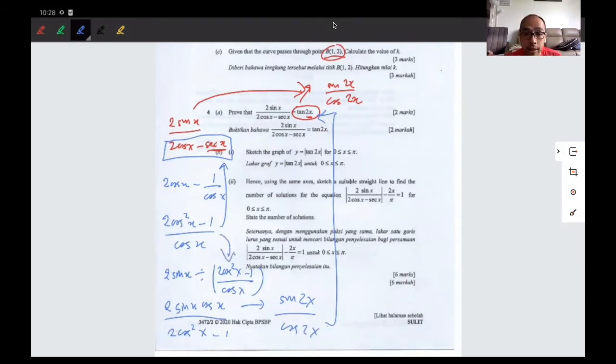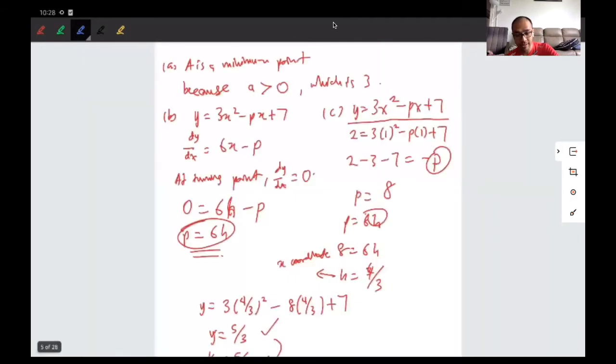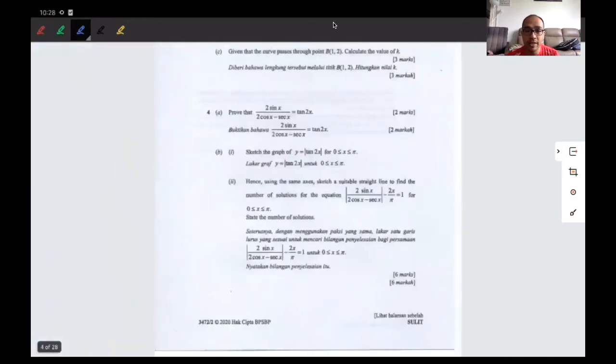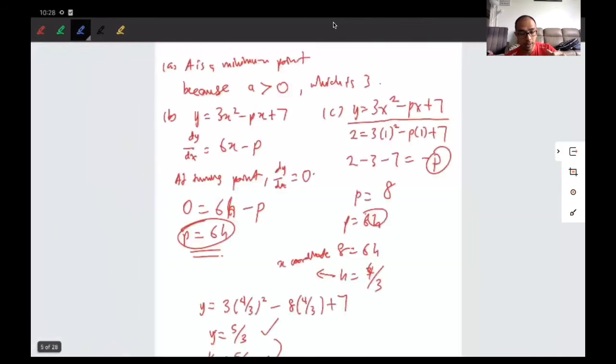Okay, sketch the graph of y equals tangent 2x from 0 to pi. Okay, fine. So let's consider first. I always sigh whenever I see a tangent graph because the tangent graph is just like the worst of the worst. Oh, hold on.